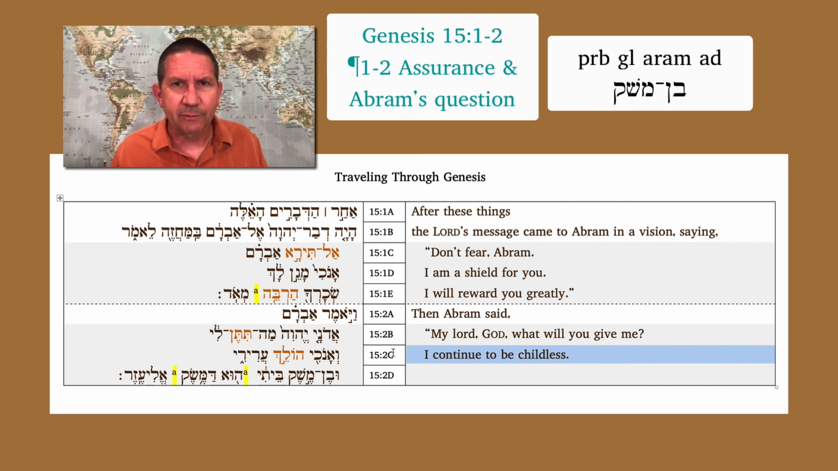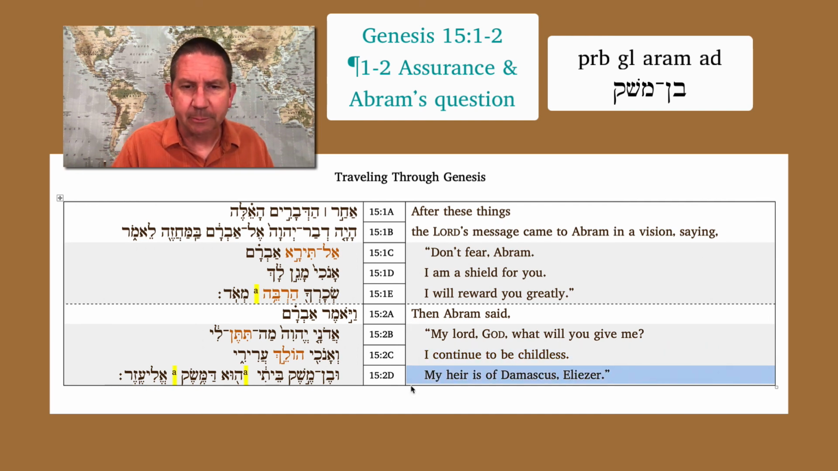On the other hand, if you're trying to stretch things in order to make a word play, maybe you're not being quite as precise in your grammar. So you have scholars taking both perspectives on that. And then we have Eliezer, the personal name. So if we translate the MT here, we have my heir is of Damascus, it's Eliezer.